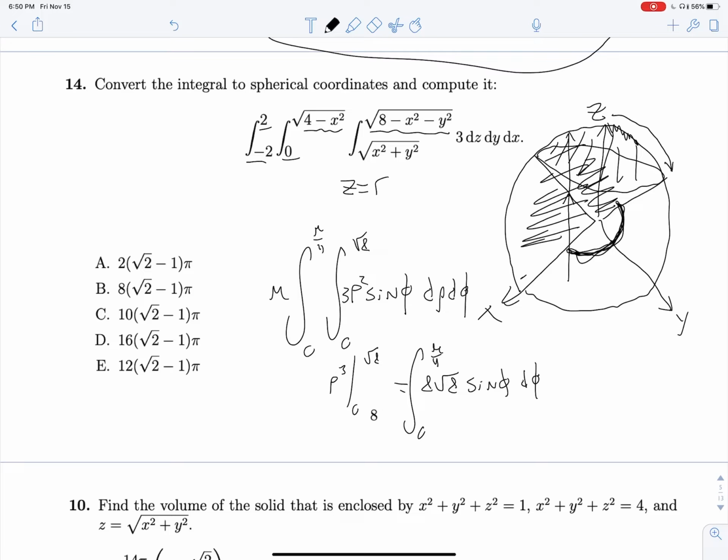Integrating, we're going to get 8 root 8 times the quantity negative cosine of phi on 0 to pi over 4. Well, negative cosine of phi on 0 is going to be -1, whereas this is going to be negative root 2 over 2.